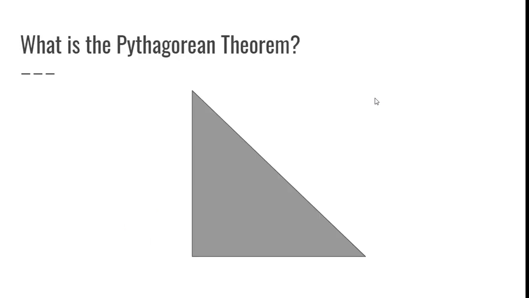Okay, so back to our theorem. What is the Pythagorean theorem? The Pythagorean theorem is what we use when we are given a right triangle and we are given the length of two sides of that right triangle, and we will call those A and B. The Pythagorean theorem helps us find the length of the third side, and we'll call that C. This side is also called the hypotenuse.